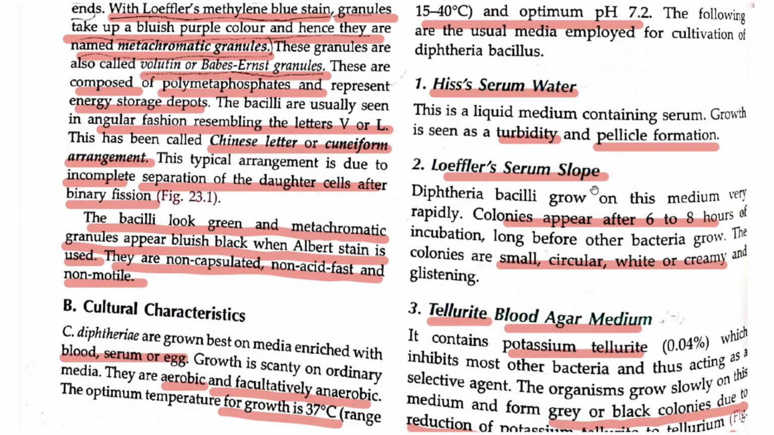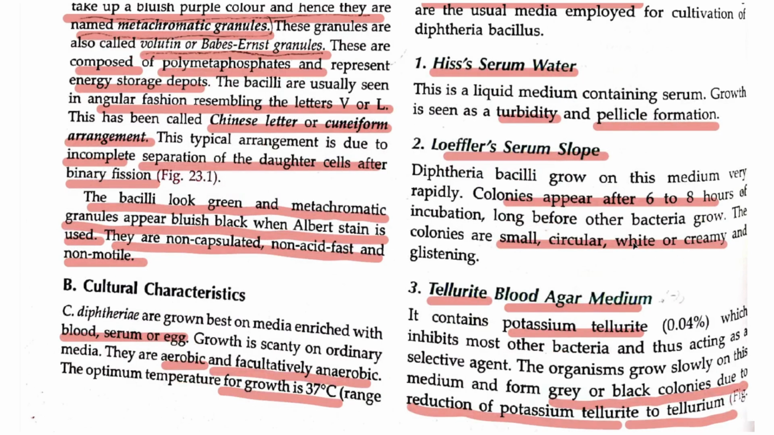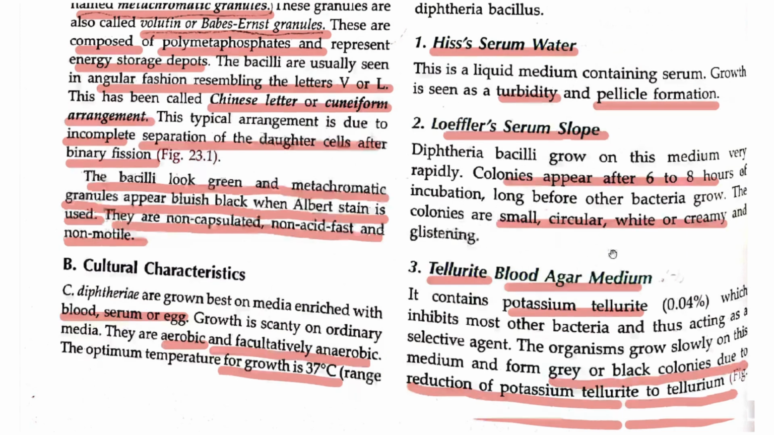Next is Loeffler's serum slope. In Loeffler's serum slope, the bacilli colonies appear after 6 to 8 hours of incubation, long before other bacteria grow. The colonies are small, circular, white or creamy. So in the cultivation methods, first is serum water, in which you write the growth is seen as turbidity and pellicle formation. Next is Loeffler's serum slope: colonies appear after 6 to 8 hours, and you have to mention what type of colonies are seen.